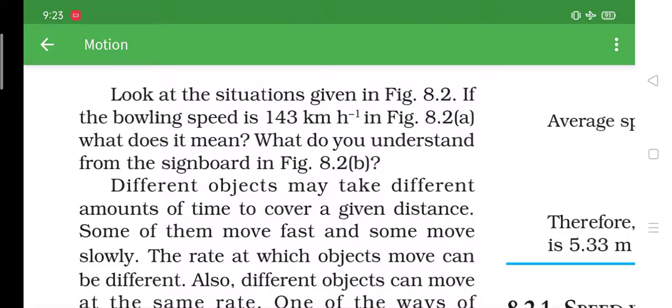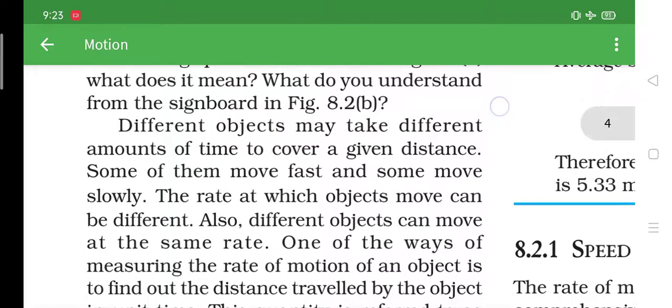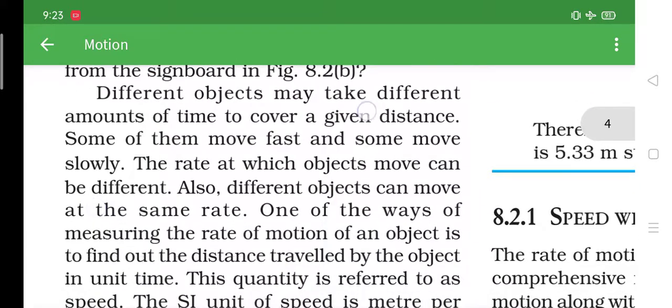So look at the situations given in figure 8.2. If the bowling speed is 143 km per hour, what does it mean and what do you understand by the signboard? So this you don't need to now see. Different objects may take different amounts of time to cover a given distance. Some of them move fast, some slow. The rate at which objects can move is also different. Also, different objects can move at the same rate.